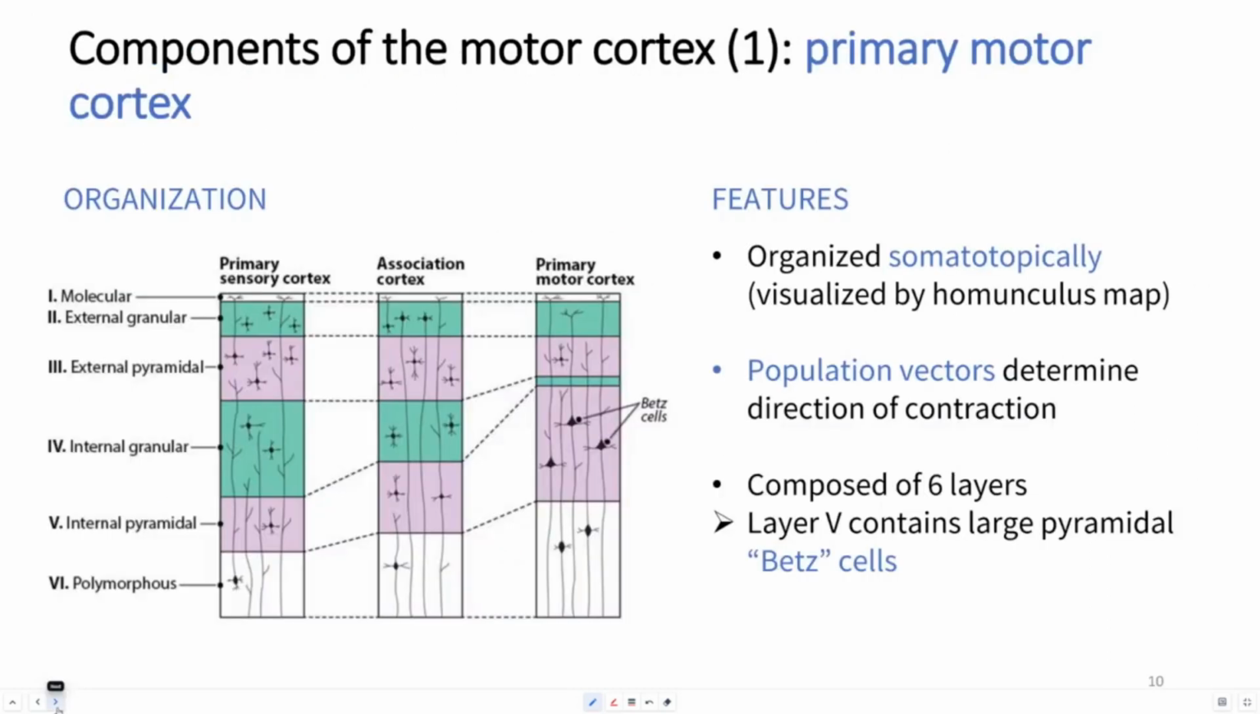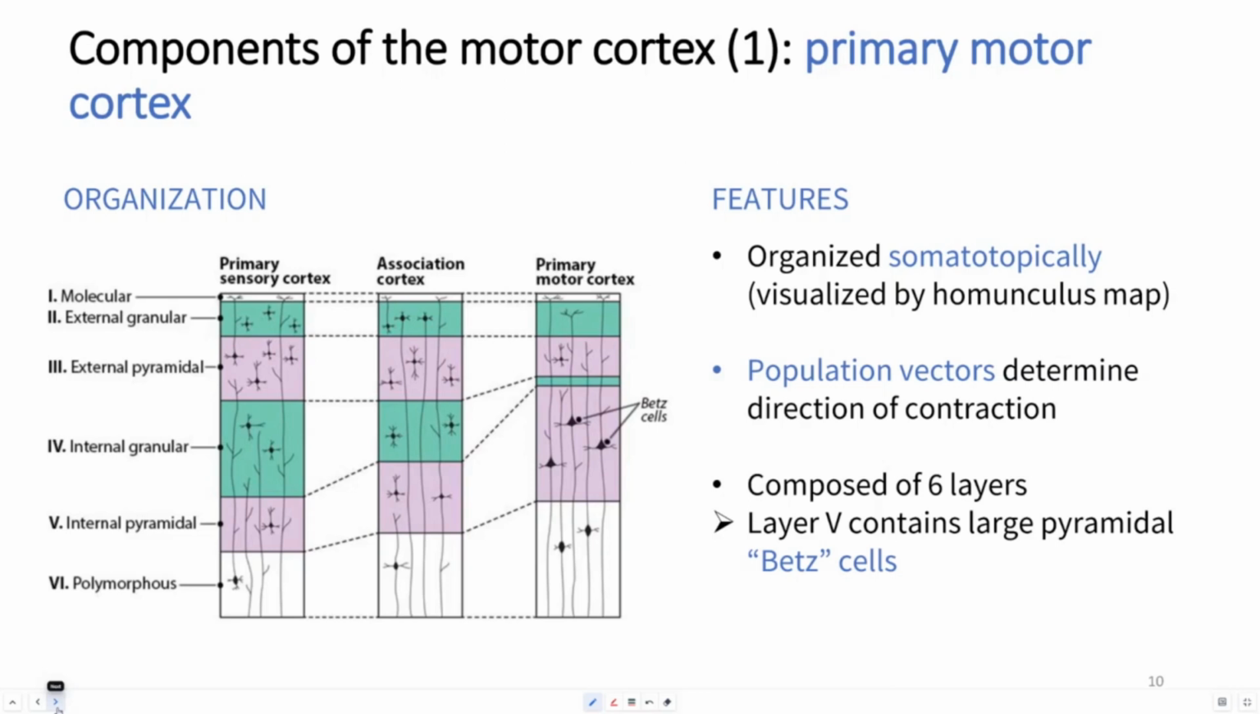The components of the motor cortex: primary motor cortex. The distribution of the primary motor cortex innervation, as we said before, is mapped out somewhat topically with the motor homunculus, which is a little man that shows the different distribution of how much parts of the body are controlled by the brain. There are also population vectors that can determine the direction of contraction, and it is composed of 6 layers.